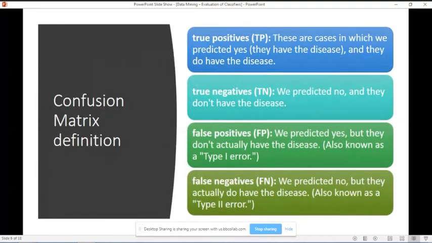Based on that chart, we have four important values. The true positives, where we predict yes, and it actually is yes. The true negatives, where we predict no, and it is no. False positives, where we predict yes, but it is no. And false negatives, where we predict no, and it is yes. And that's where the type 1 and type 2 error come in.